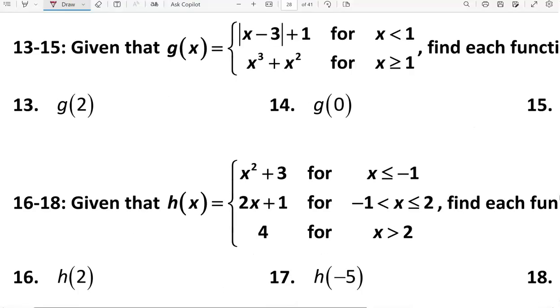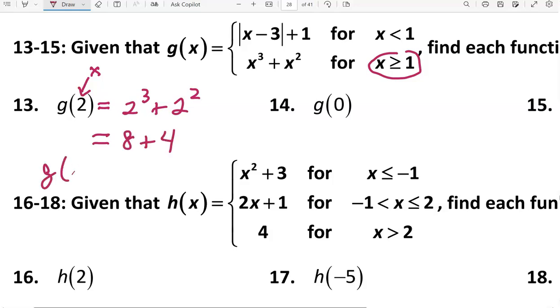Moving to number 13, we have a piecewise defined function. G of x is equal to the absolute value of x minus 3 plus 1 for x's that are less than 1, and g of x equals x cubed plus x squared for x's that are greater than or equal to 1. So it's important to realize that g of 2 is asking us to replace x with 2. 2 is a value that is greater than 1, so we'll use the x cubed plus x squared function definition. 2 cubed is 8 and 2 squared is 4, so that means that g of 2 is equal to 12.